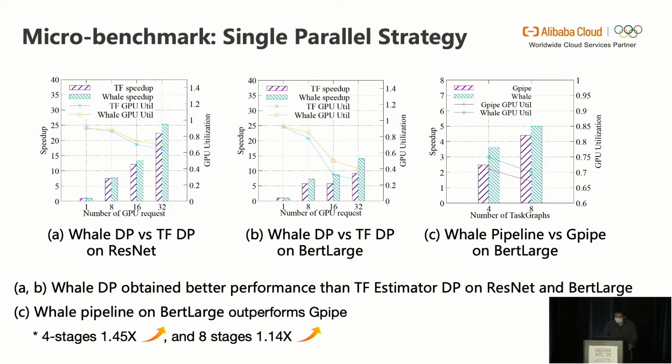We then evaluate the efficiency of Whale pipeline parallelism by comparing with GPipe. As shown in the right figure, the training throughput of Whale speeds up over GPipe in both 4-stage and 8-stage by 1.45x and 1.14x respectively. We attribute the performance gain to the use of the alternating forward-backward schedule policy, which improves GPU utilization.